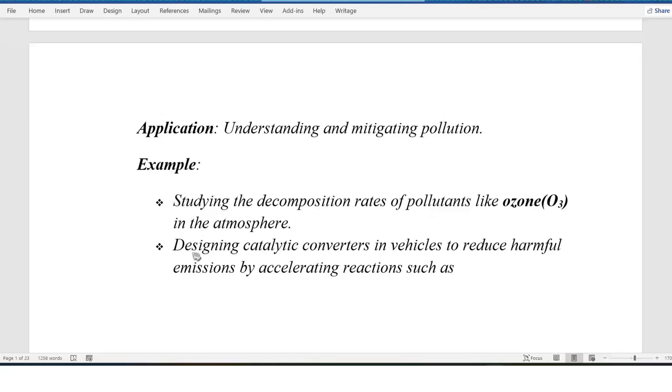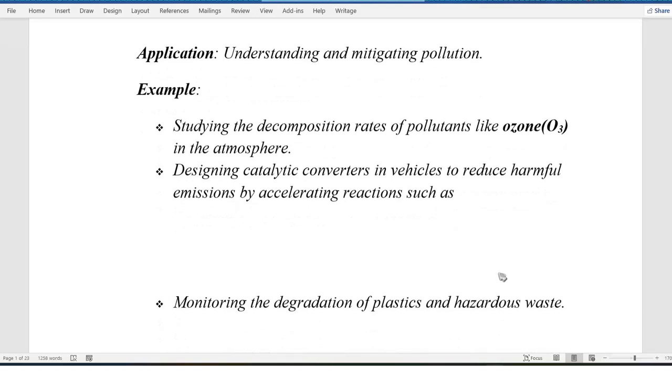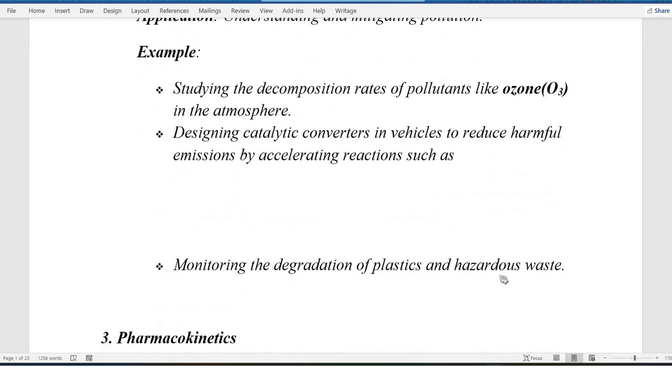So in understanding the decomposition of this ozone, for example, when we are minimizing it at troposphere level, then chemical kinetics play a very important part. Then designing the catalytic converters in vehicles to reduce harmful emissions by accelerating reactions.